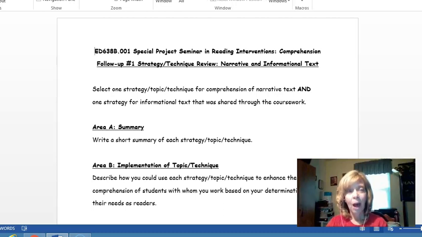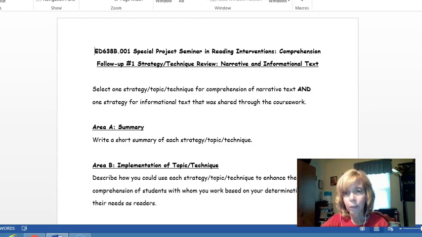Hi everybody. I thought that I would just take a couple of minutes here at the beginning of this module to go over the requirements for follow-up number 1 for you. Believe it or not, that's coming up already. If you look at the syllabus, follow-up number 1 is due in the middle of session 4. If you look at the syllabus, you'll see the exact date for when it's due.